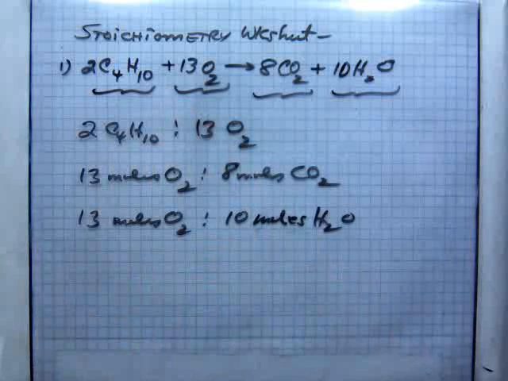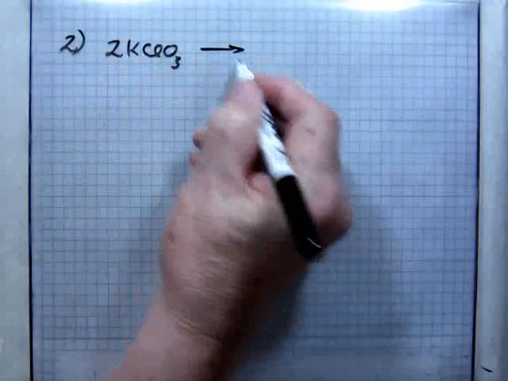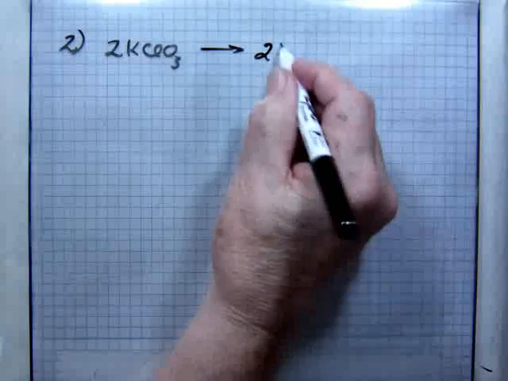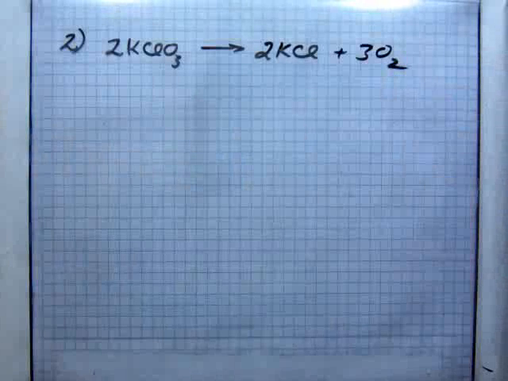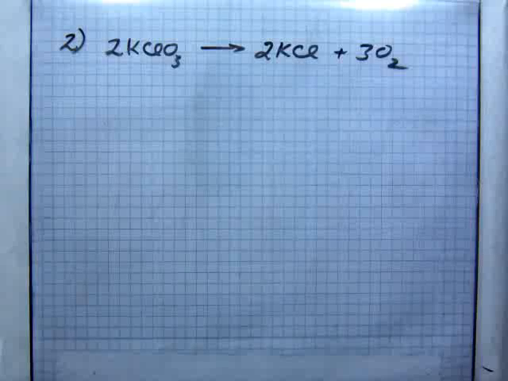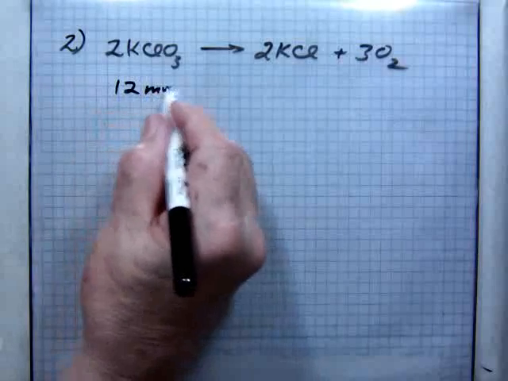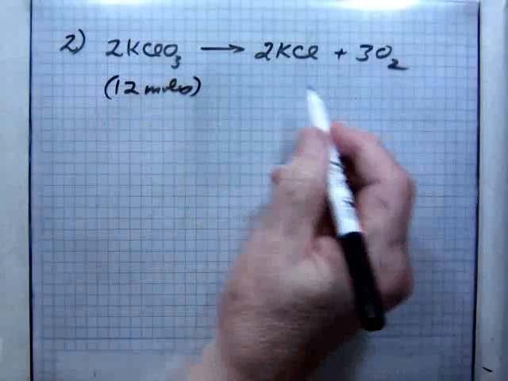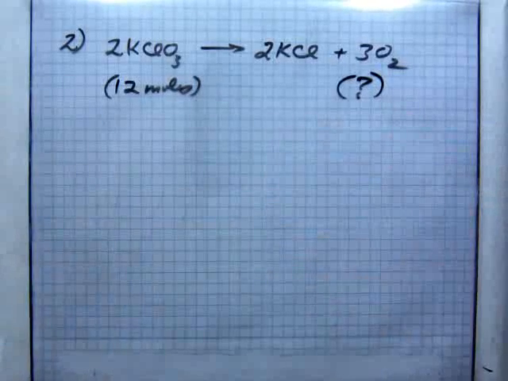Okay, number 2 in here, given the equation 2KClO3, that's 2KCl, decomp reaction, plus 3O2. He wants to know how many moles of O2 can be produced by letting 12 moles of potassium chlorate react. So we have 12 moles of KClO3, and the question is how many moles of O2 are generated.